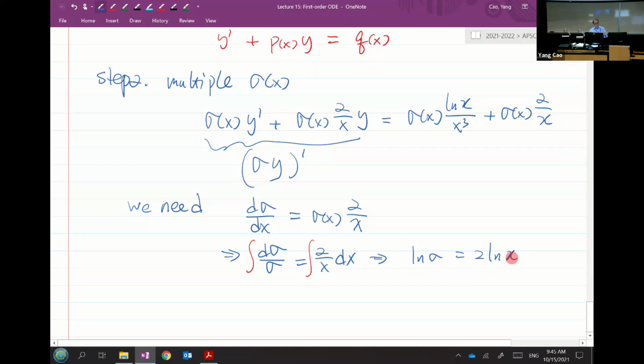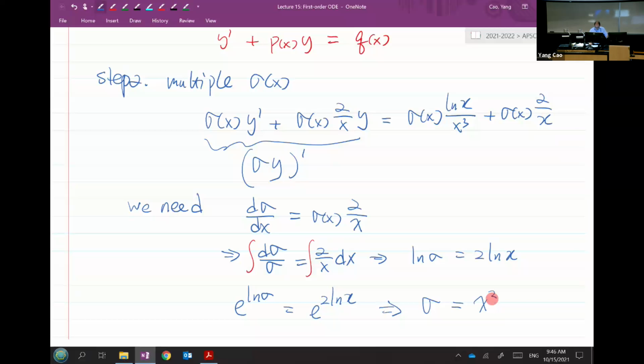Notice that I now get rid of the absolute sign, because remember I only need one sigma. So here you can neglect some of the details, a little bit less rigorous. Then you take the exponential of both sides of this equation, and you get sigma equal to, what is the result for the right side? x squared. So sigma equal to x squared.